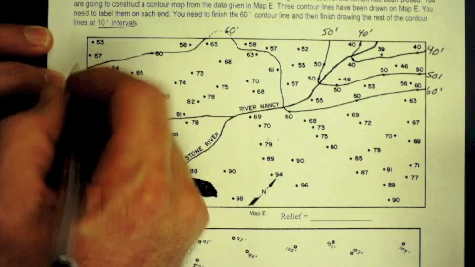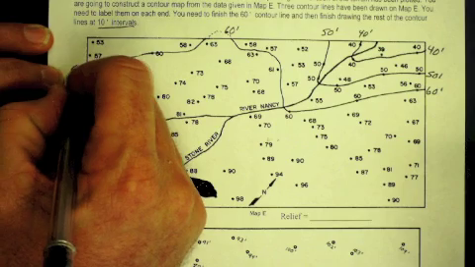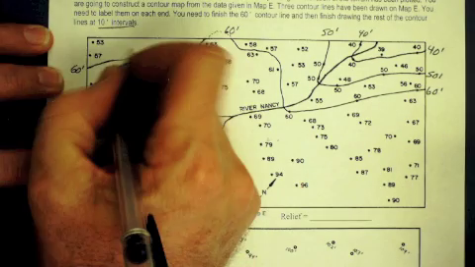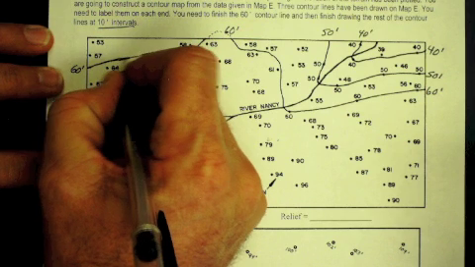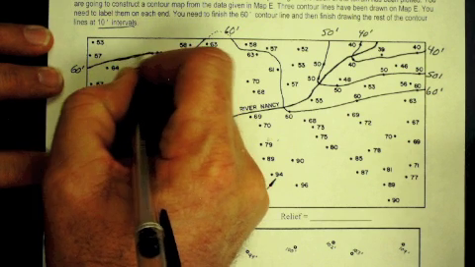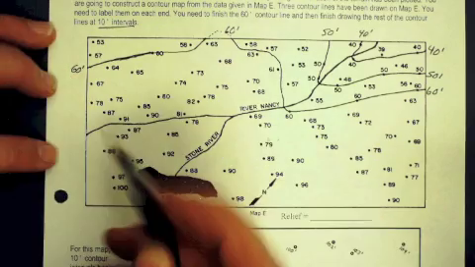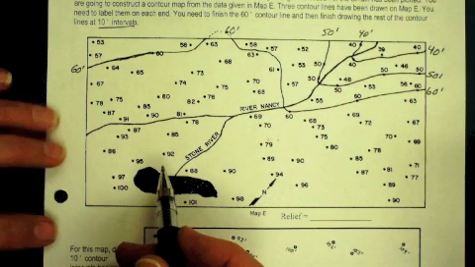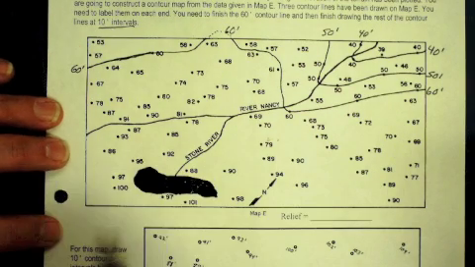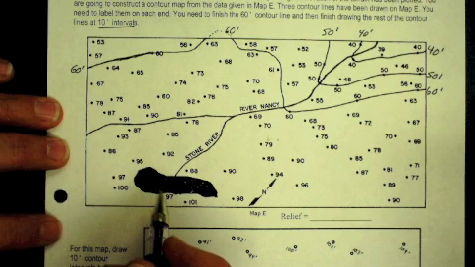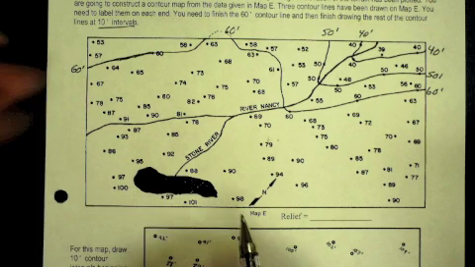All right. And then it's going to go off the screen right there. So that's our 60-foot line. It looks like we have two 60-foot lines, but really this is all one line. It just went off the map for a little bit and then came back on. All right. Now, our next line is going to be a 70-foot contour line.